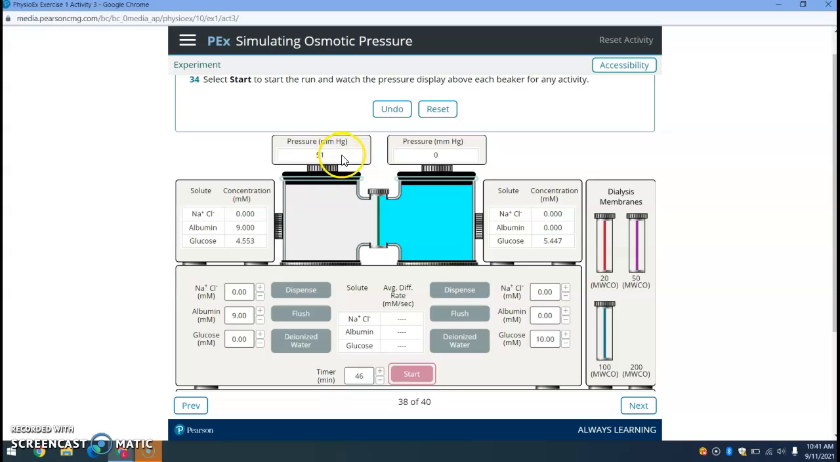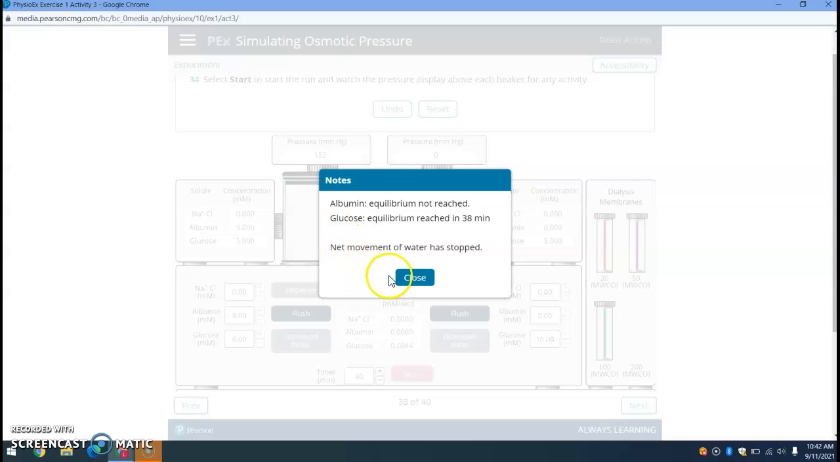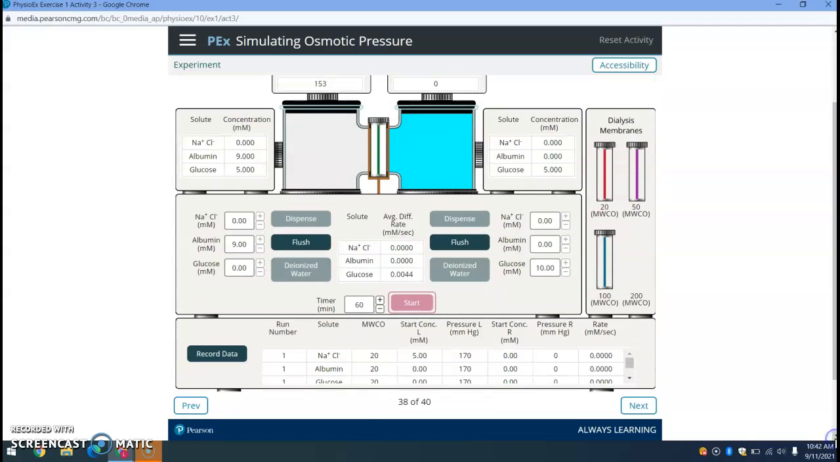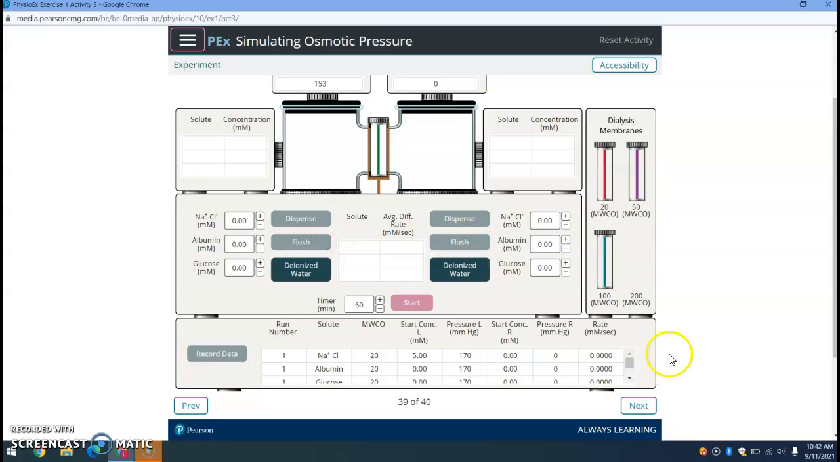And that's what's happening. Our pressure over our left beaker is increasing because water and glucose are moving from the right to the left, since both of those molecules can fit through the 200 molecular weight pores in this membrane. We should record this, record data, and then flush. And we are almost done.